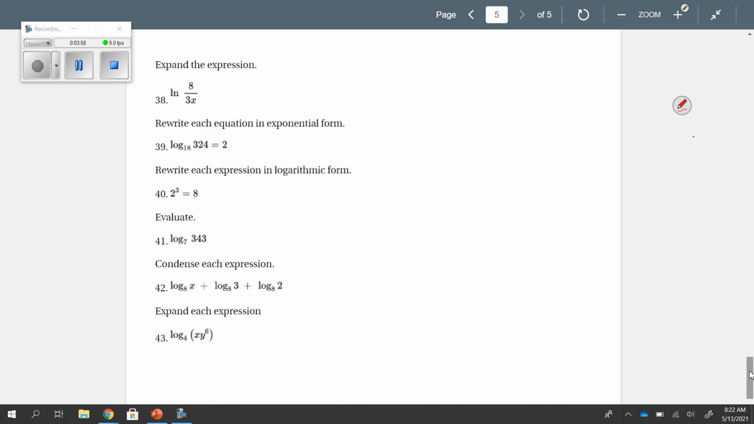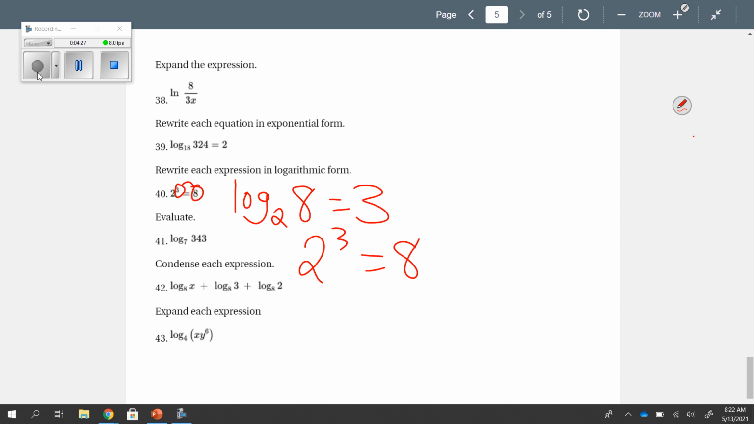All right. Then right here, we have rewrite each expression in log form. And here, we have to write it as a log. The big number becomes little, log base 2, and then the 3 and the 8 switch. That's it. Log base 2 of 8 equals 3. And to check your work, if you want to be extra, you go back the other way just to make sure you did it right. The little number becomes big, the 3 and the 8 switch. So you know you did it right.